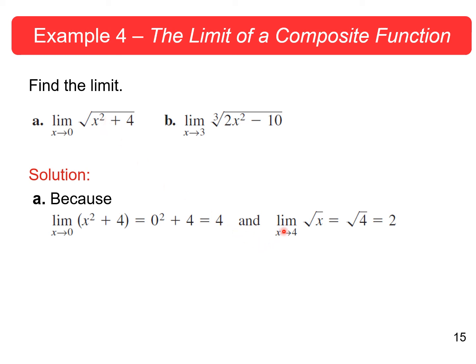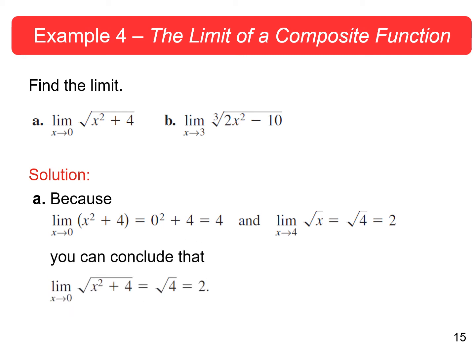And now, if we evaluate the limit of the square root of x as x approaches 4, that is equal to square root of 4, and square root of 4 is 2. And that's the same as what we got by just using direct substitution. And so therefore, we can conclude that the limit of the square root of x squared plus 4 as x approaches 0 is just equal to the square root of 4, which is equal to 2.